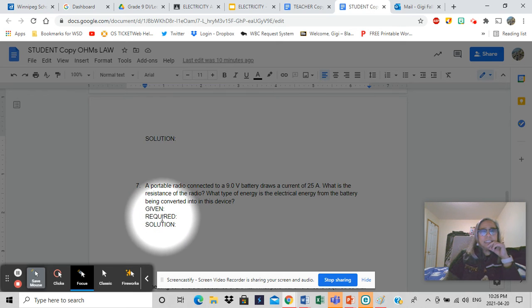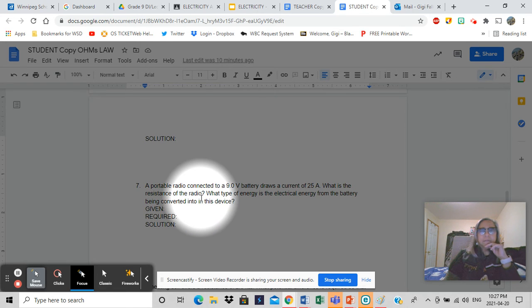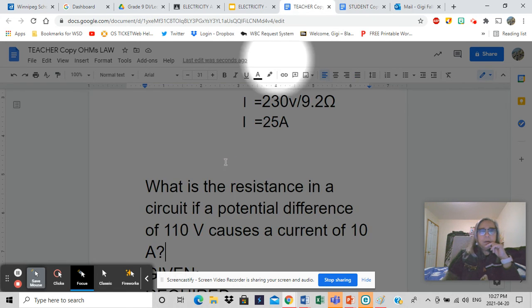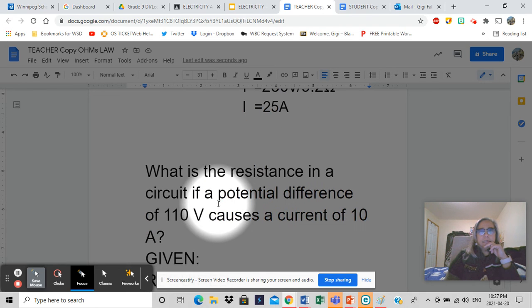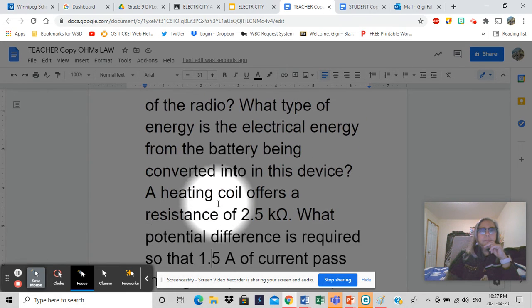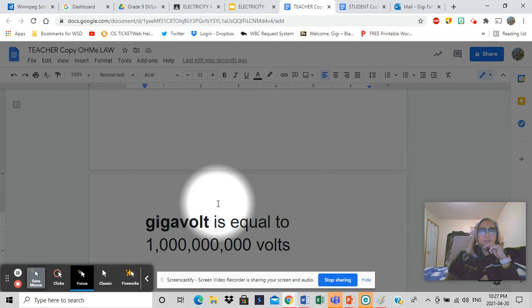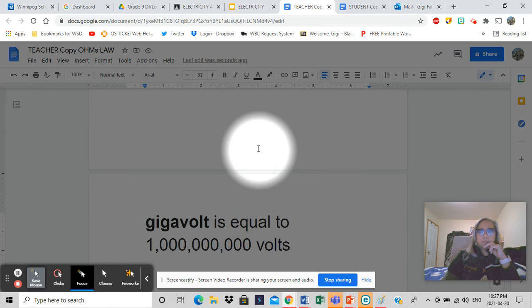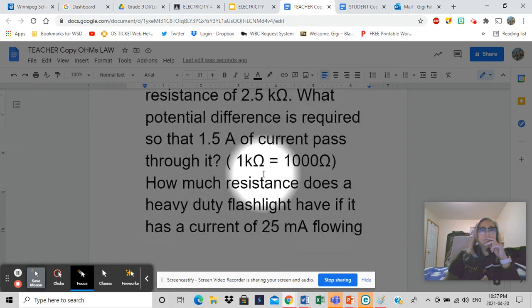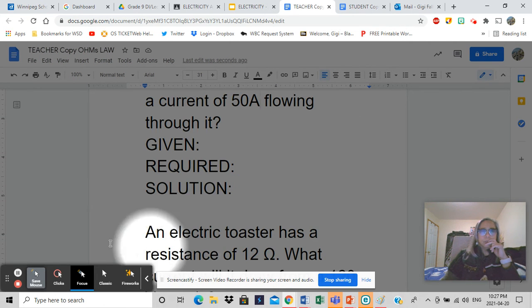Now, this sounds interesting. Number 7. Maybe I can do this. This one is the last problem, and you can do the rest, right? Now, a portable radio connected, so that would be number 7, right? So let me go to a bigger screen here. I think this is number 7, right?